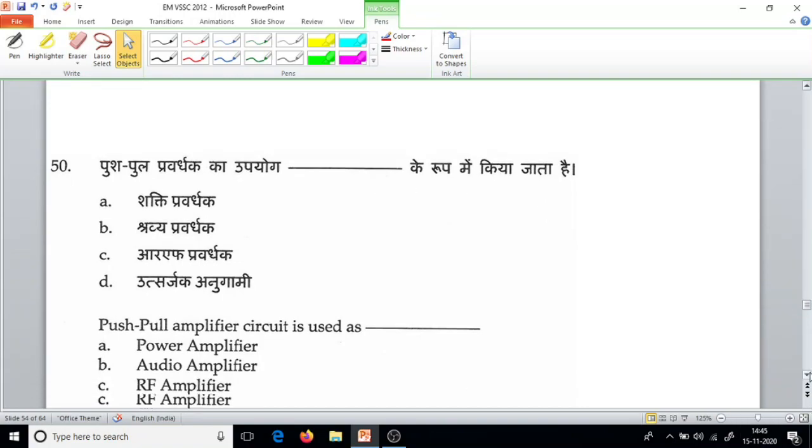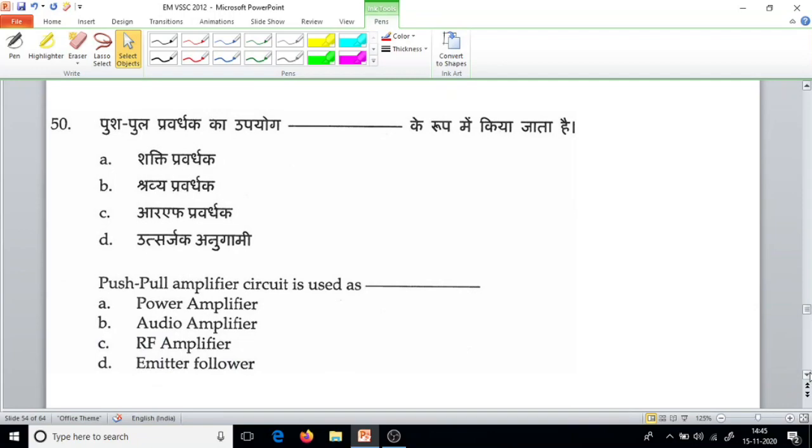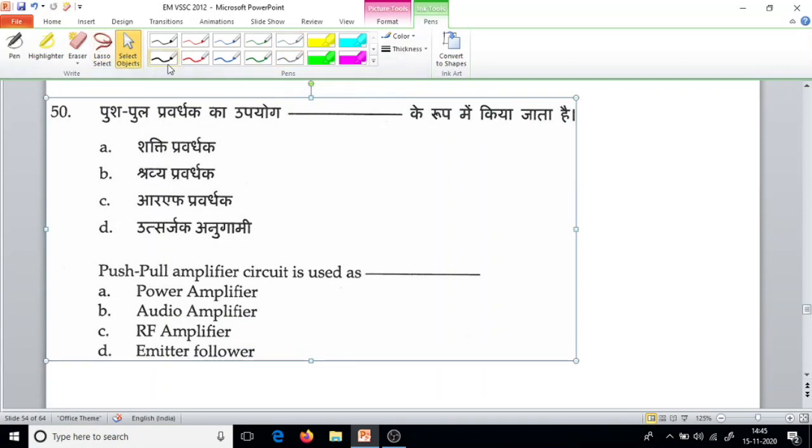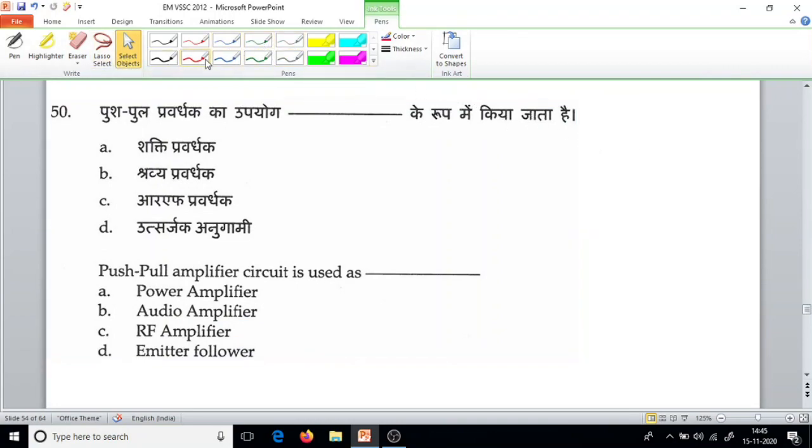Question number 50. The push-pull amplifier circuit is used in most of the cases as a power amplifier. The answer is option A, power amplifier.